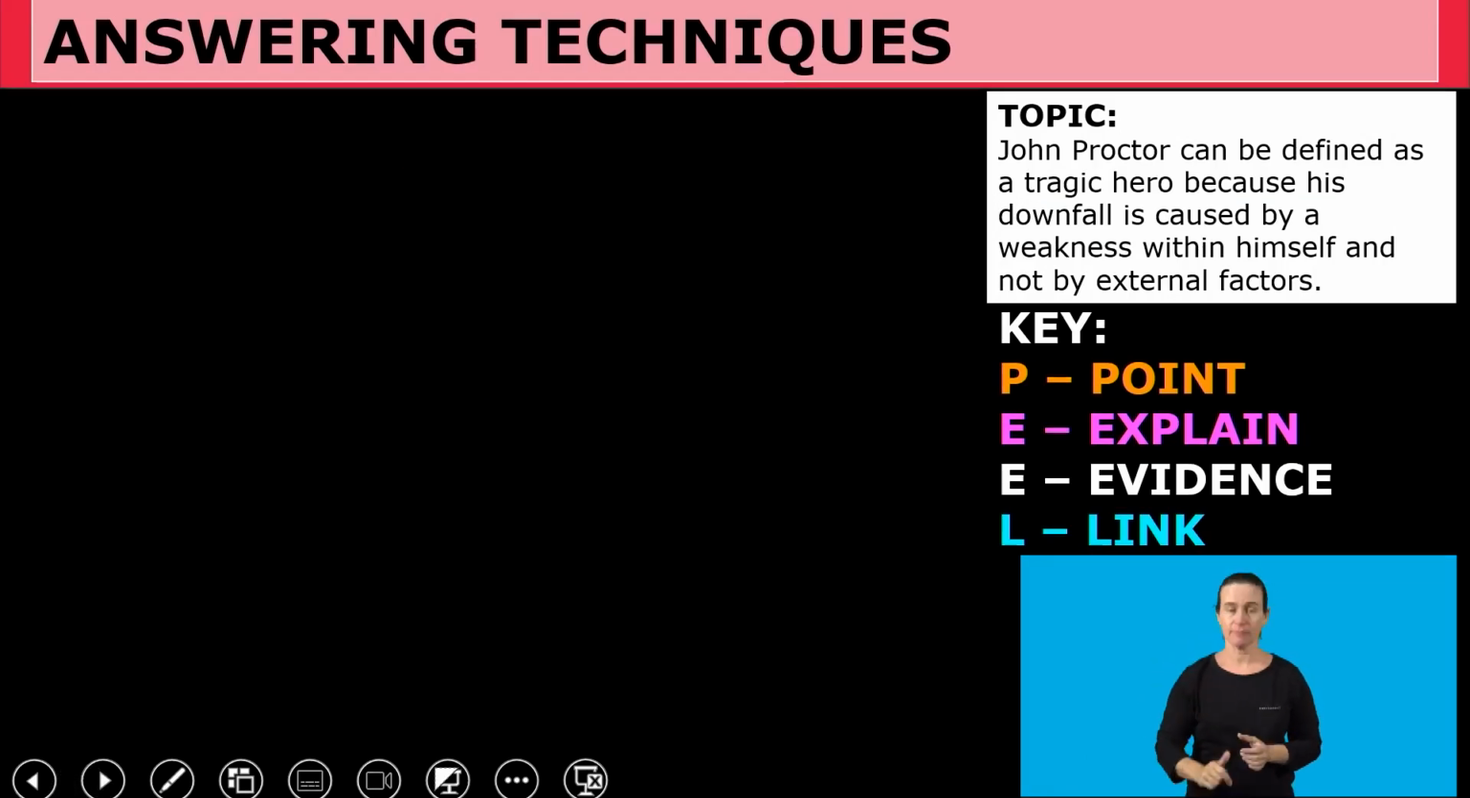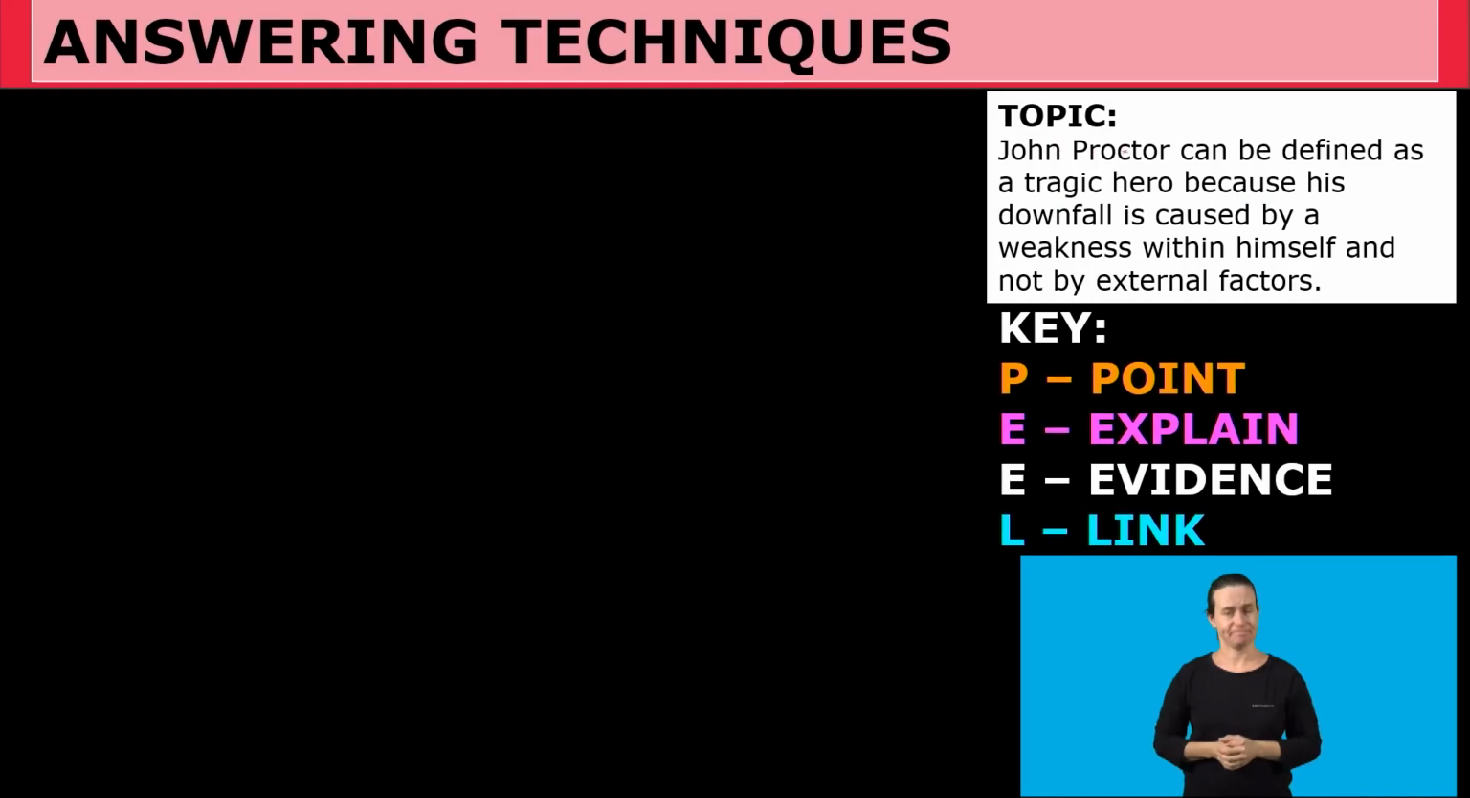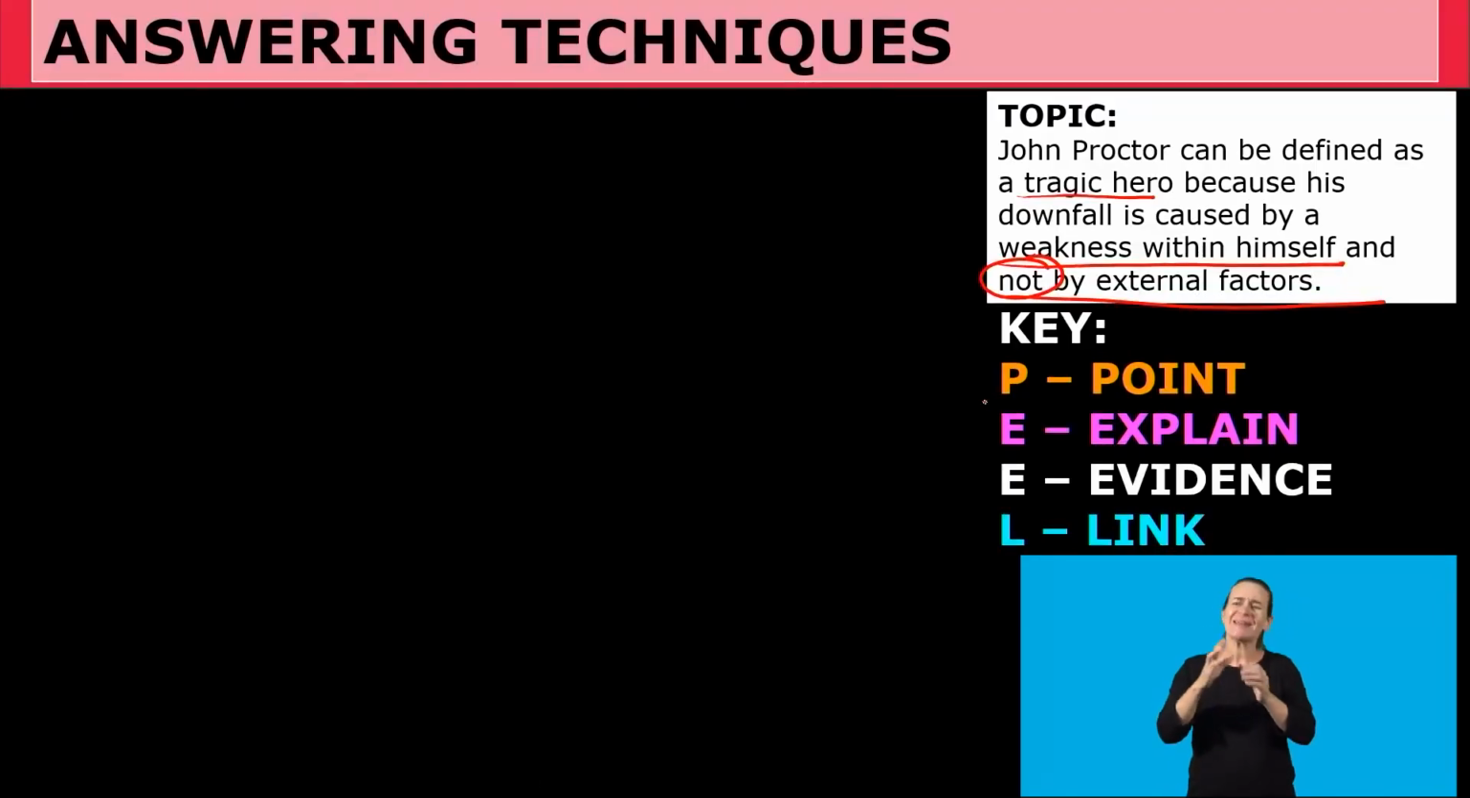Make sure that each paragraph follows the PEEL method. Now, the topic. Once again, John Proctor can be defined as a tragic hero because his downfall is caused by a weakness within himself and not by external factors. So remember, in our introduction, in our thesis statement, we said that yes, he could be seen as a tragic hero, but his demise is not caused by only himself, but also by external factors. So we are only partially agreeing with this statement. Now, let's make our first point.